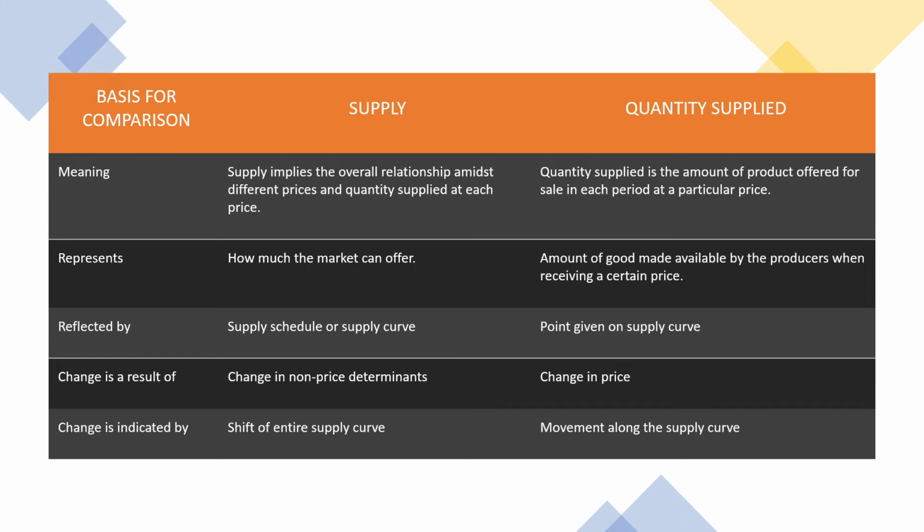Net income is added to retained earnings and dividend is subtracted from retained earnings. So this updates retained earnings. In supply, a change is indicated by a shift of the entire supply curve, but in quantity supplied, it is a change in price. So this is a four-step process of how to close a company's books.